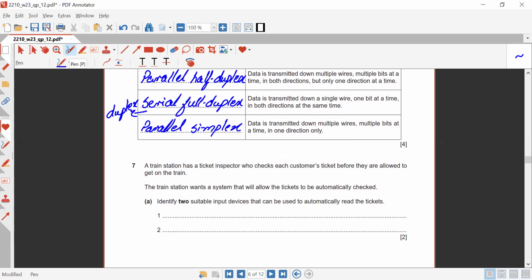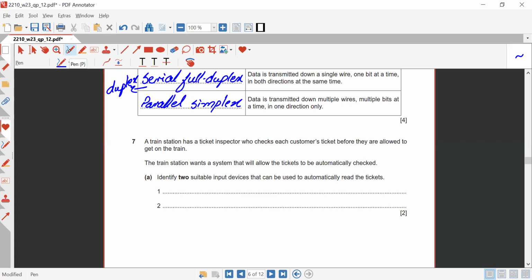It says a train station has a ticket inspector who checks each customer's tickets before they are allowed to get on the train. The train station wants a system that will allow the tickets to be automatically checked. So basically, they are going to have an automatic check over here. Identify two suitable input devices that can be used to automatically read the tickets. Now for reading the tickets, what could be the two devices?